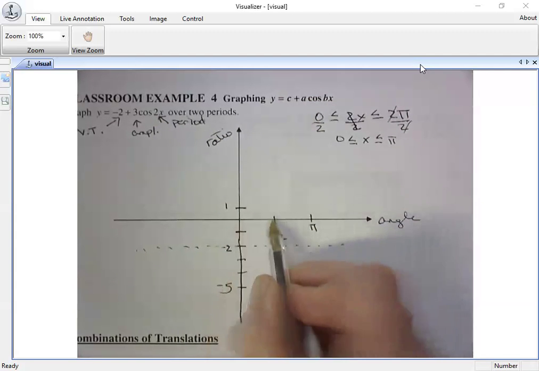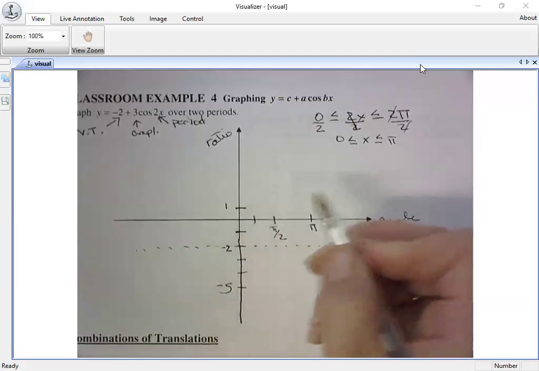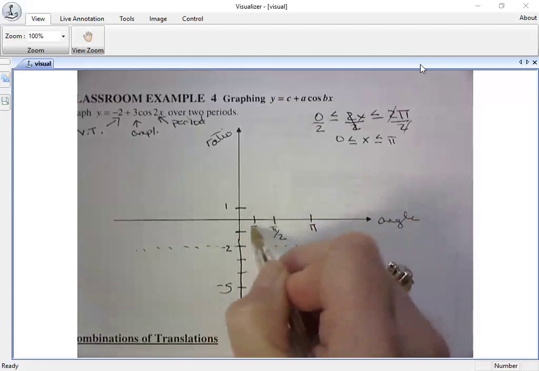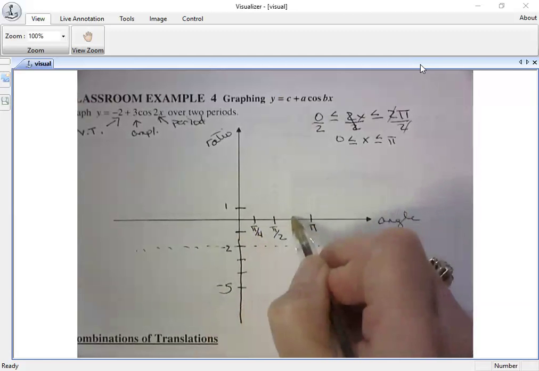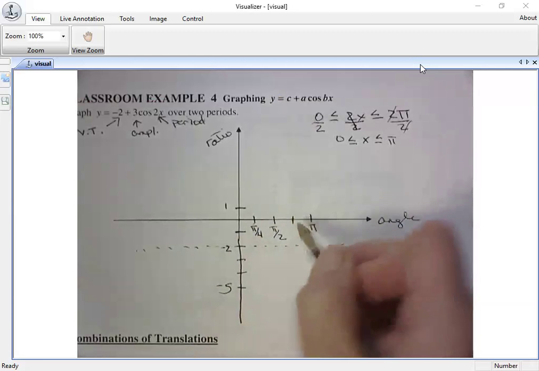What would be halfway between 0 and pi over 2? Pi over 4, because pi over 2 times 1/2 would be pi over 4. This would be, if I add pi and pi over 2, that's going to be 3 pi over 2 times 1/2 is? 3 pi over 4.